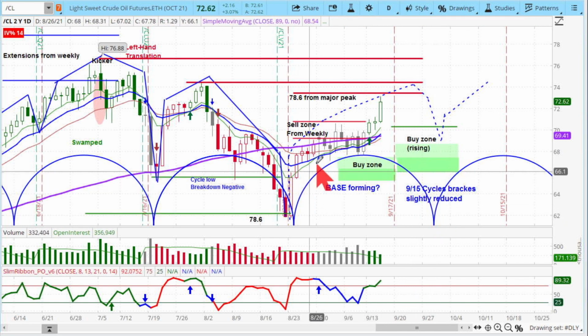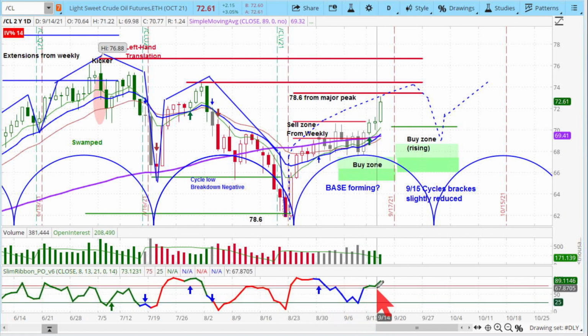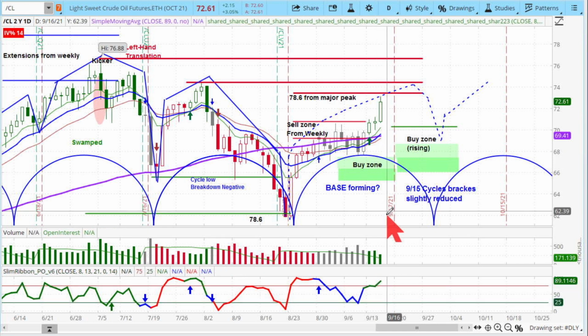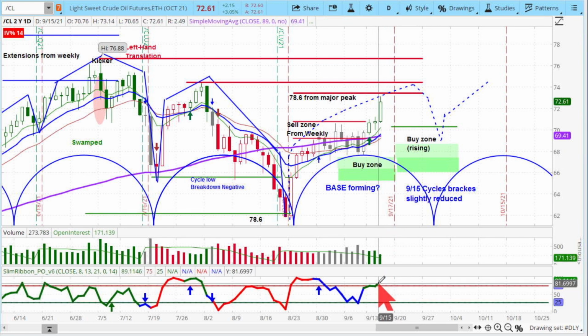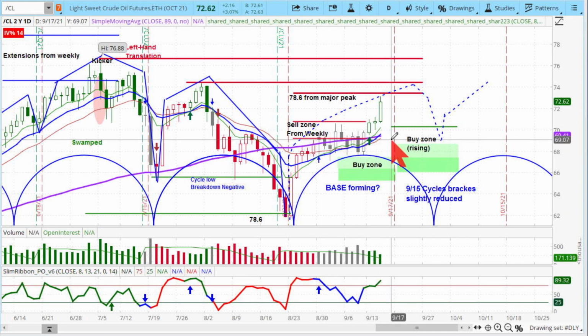But look at the configuration of this cycle. Look what's happening here on momentum conditions. The momentum condition here is now turning positive. This is the slim ribbon PO, which is your signal line on the slim ribbon, which is right in here. So this is a very positive structure, everything we're looking at.